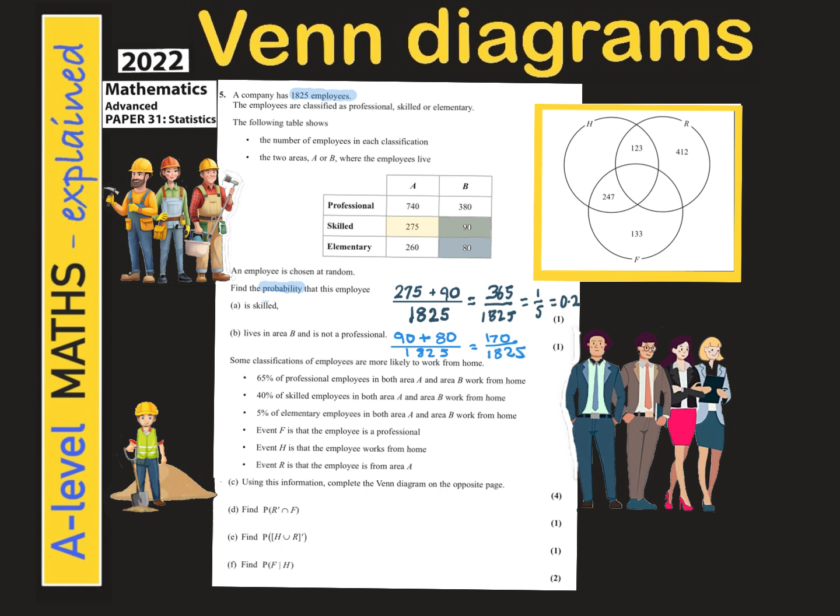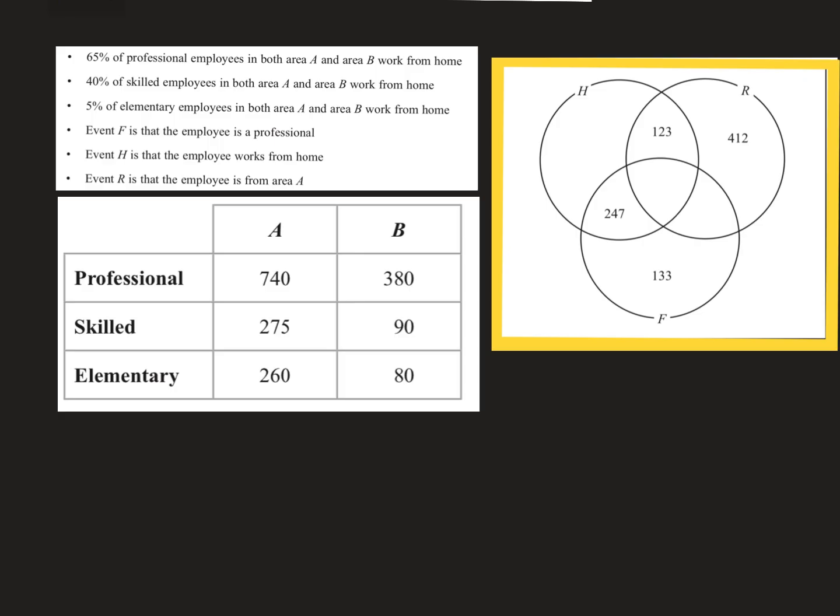If you continue to simplify that, it will give you a number with quite a number of decimals, which you'll have to round. And for the next set of dot problems, we're going to need to use that Venn diagram. In this situation, you really have to be organized. Let's start with that first dot problem, which is 65% of professional employees in both area A and area B work from home. So the professionals that we were looking at here, 740 and 380, 65% of them will work from home. Let's calculate each one individually.